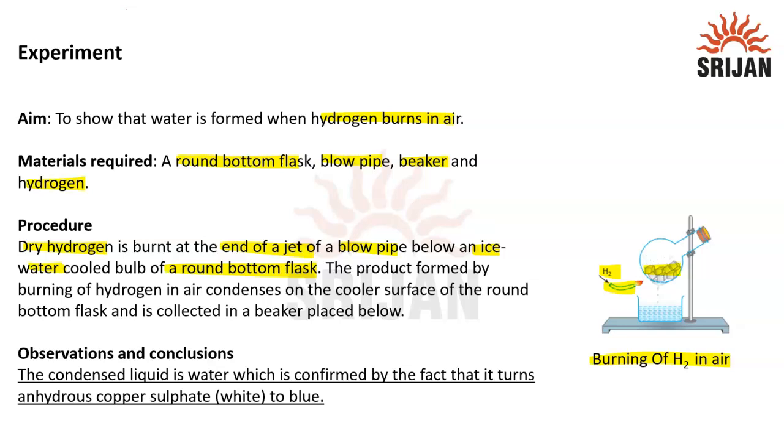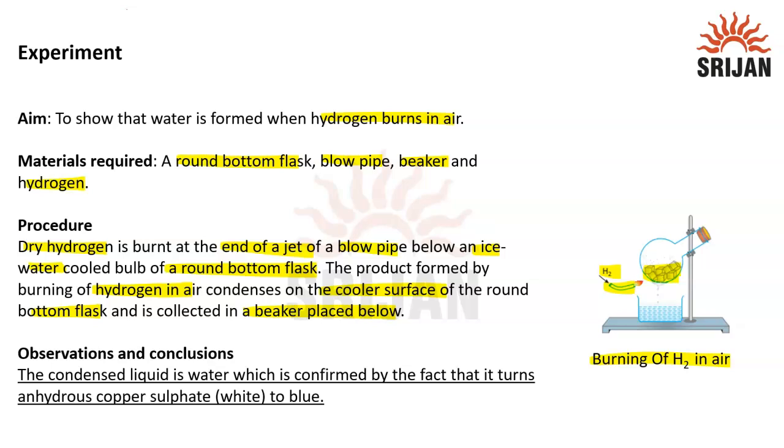The product formed by burning of hydrogen in air condenses on the cooler surface of the round bottom flask and is collected in a beaker placed below. So here what is going to happen actually, we are passing dry hydrogen at the end of a jet. This is a blowpipe. This is basically an ice water cooled bulb. So whatever product will form will get cooled whenever it strikes the surface of this round bottom flask. We know that hydrogen on reaction with oxygen will form water, so this product will get cooled whenever it strikes the surface of the round bottom flask.